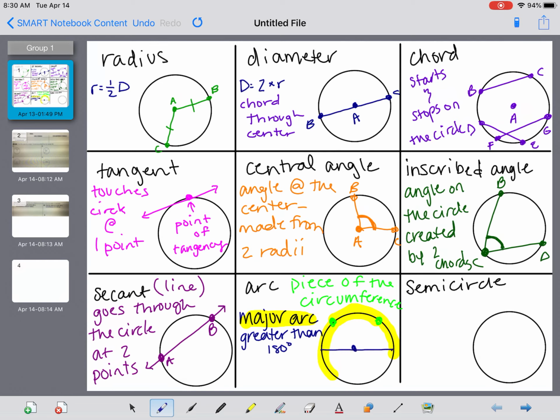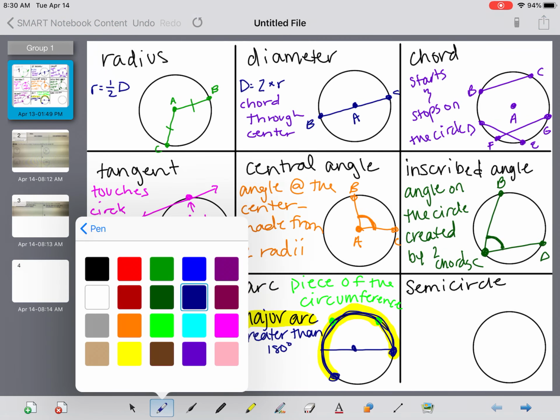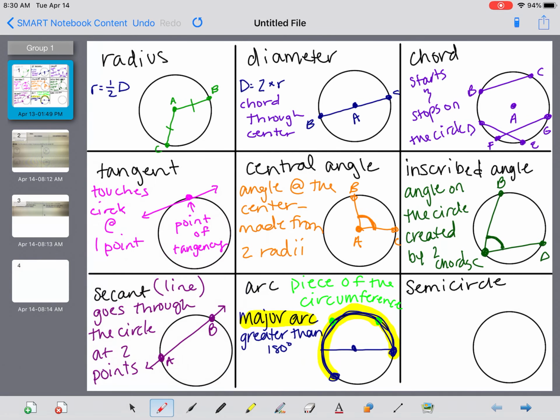So on our circle, that would look like this. If this was our center, so this would be half the circle. So our major arc would start here and go all the way around, bigger than half the circle. That is a major arc, any arc that's greater than 180 degrees.